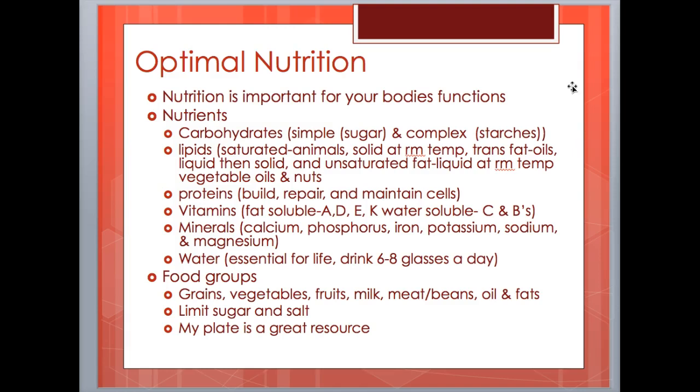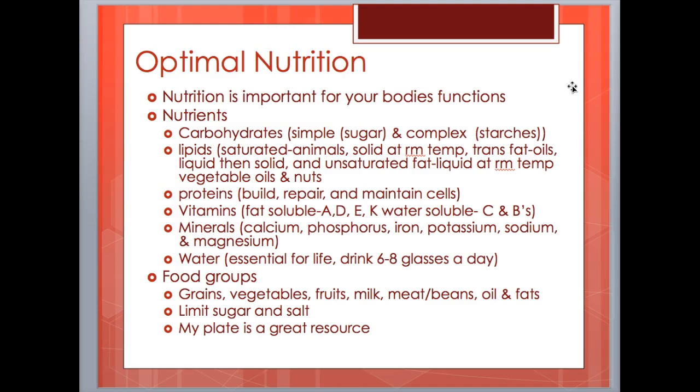Even the true peanut butters, they'll have the thin layer of liquid at the very, very top. That means that's a really good peanut butter and healthy for you. It contains more unsaturated fats. Proteins, they help build and repair and maintain your cells inside your body. Vitamins, there's fat soluble, which are A, D, E, K, and water soluble, which is C and B's. Minerals are your calcium, phosphorus, iron, potassium, sodium, and magnesium. And of course, water stands on its own, and it is essential for life.